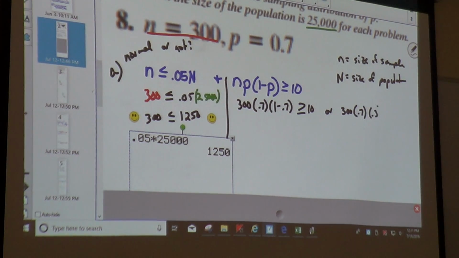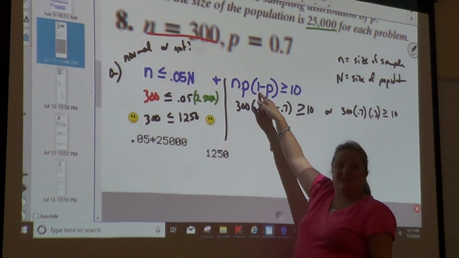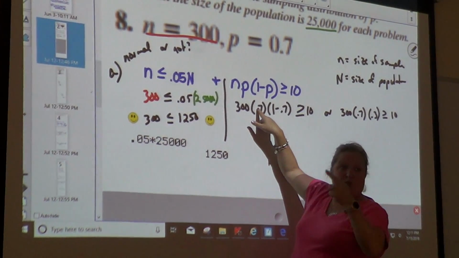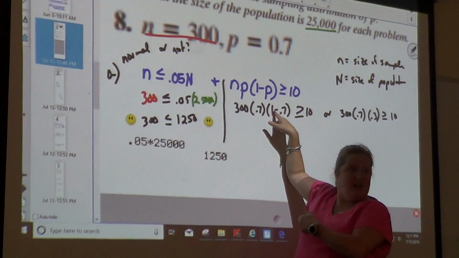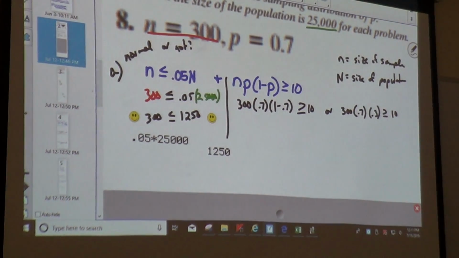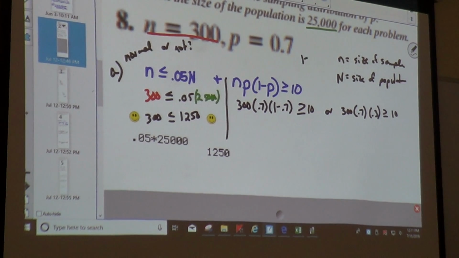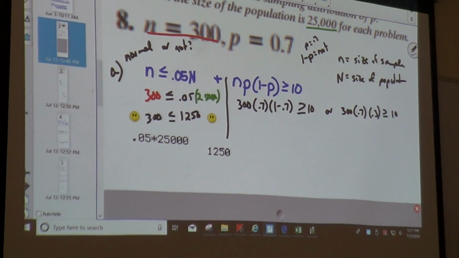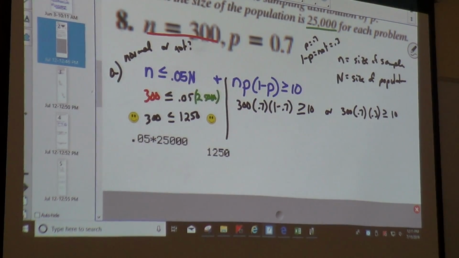0.7 times 0.3. Do we know where I got that 0.3 from? 1 minus P is the not. So if 70% of the people like it, what percent do not like it? 30%. I don't care which way you do it. 1 minus P is the not. So if P is 70%, the not is going to be 30%.